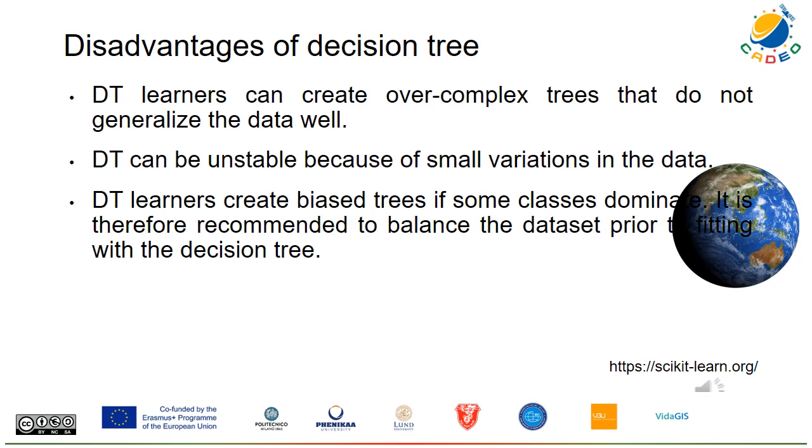And here are some disadvantages of decision tree. First, decision tree learners can create over-complex trees that do not generalize the data well. It means overfitting. Second, decision tree can be unstable because of small variations in the data. The last one, decision tree learners create biased trees if some classes dominate. Therefore, it's recommended to balance the dataset prior to fitting with the decision tree. We have introduced data balancing methods in our regression lecture.